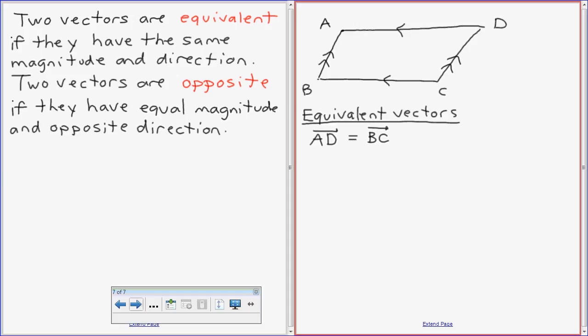Now there will be an arrow symbol above the line. So again, we're just labeling from the beginning to the end. A goes to D and B goes to C. There's at least another set of equivalent vectors. Can someone else be brave and give me another set of equivalent vectors? Go ahead, Teresa. AB is equal to DC.